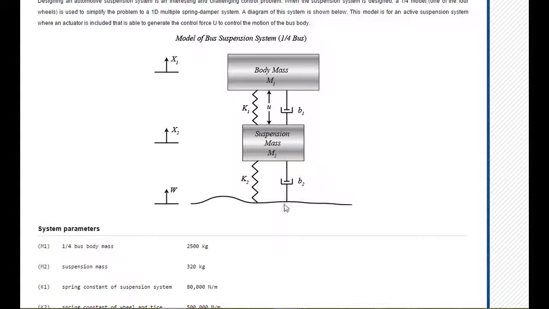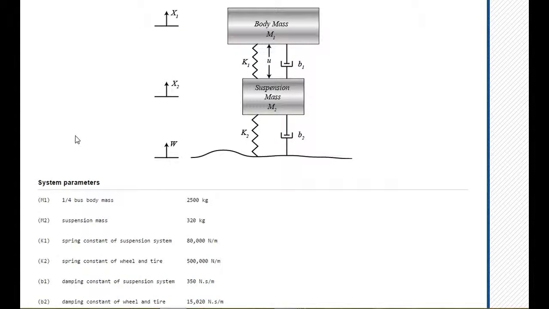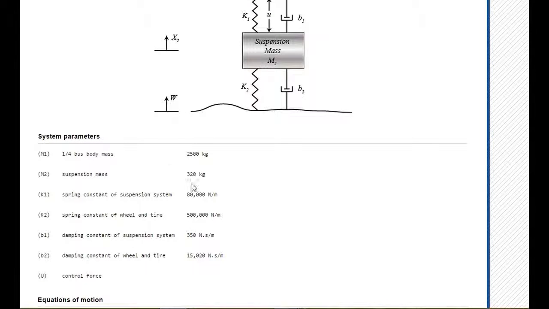X1, X2 are the displacements, and W is the force which we get from the road or from the pothole. So that is W, a signal which you are giving. These are the values just to understand the system parameters.